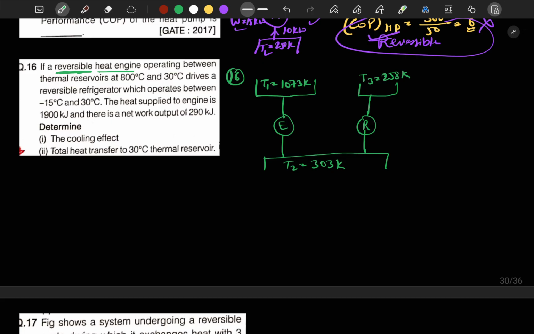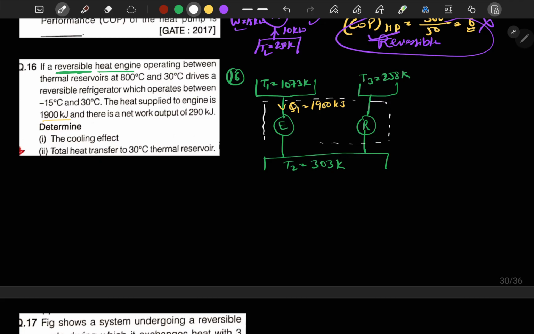Cooling effect will be the heat delivered from this. So let's say this engine obtains an amount Q1, which is given to be 1900 kilojoule. The net work output is given as 290. So let me ask you, what do you think this net work output represents? It isn't mentioned that this is the work output of our engine, so this net work output will mean that it is the work output of the engine and refrigerator combined.